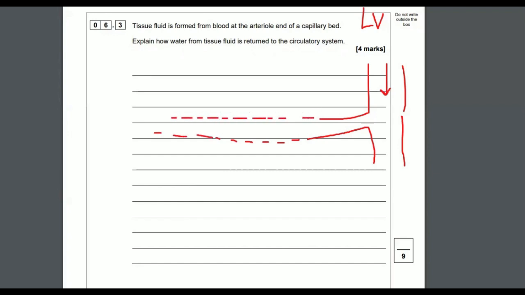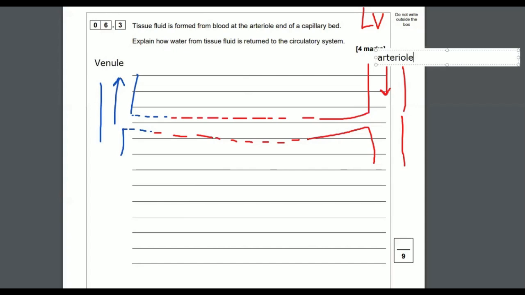6.3. Tissue fluid is formed from blood at the arterial end of a capillary bed. Explain how water from the tissue fluid is returned to the circulatory system. Okay, so your blood leaves the heart via the left ventricle. Then it's going to go down an artery and break off onto smaller blood vessels, like small arteries, called arterioles. And then it's going to go through a capillary. Obviously, I've drawn little holes in the walls. They're supposed to be the fenestrations, like gaps in the capillary wall. And then it gets to the venular end where it will connect to a venule and eventually back to a vein and back to the heart.